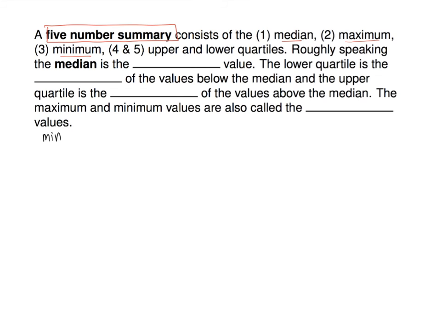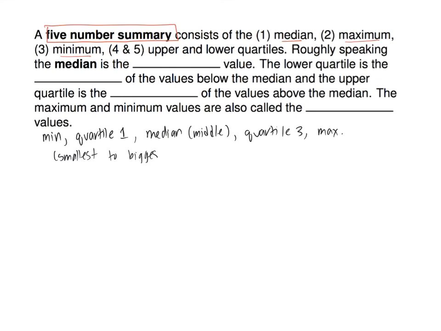Give the minimum first, something called quartile 1 next, then the median, which roughly speaking is the middle value, then quartile 3, and finally give the maximum. And this will give the numbers in ascending order, as in from smallest to biggest. Now, roughly speaking, the median is the middle value.